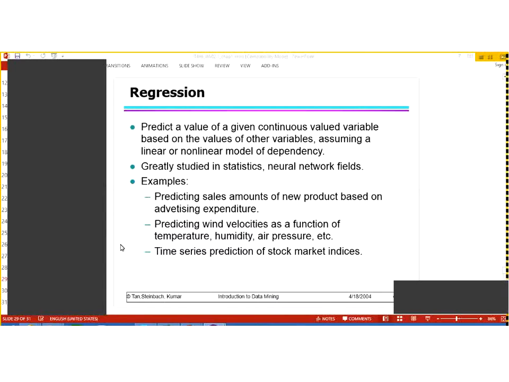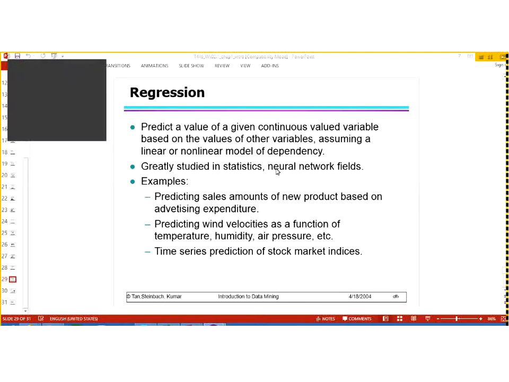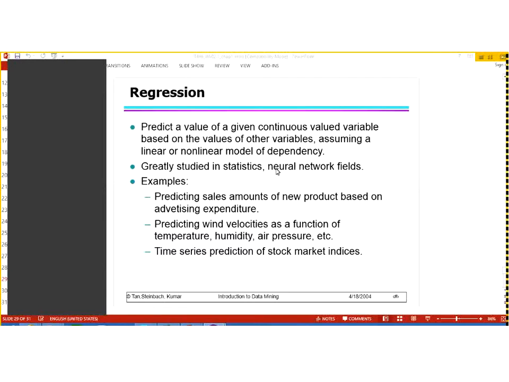Now, this function means that the value of y depends on the values of x, x squared, b and c. Back to the definition now: regression predicts a value of a given continuous valued variable based on the values of other variables. Now, this dependency could be either linear or nonlinear. So the dependency of y on the other variables could be linear or nonlinear. This will be discussed, of course, in detail when the time comes.